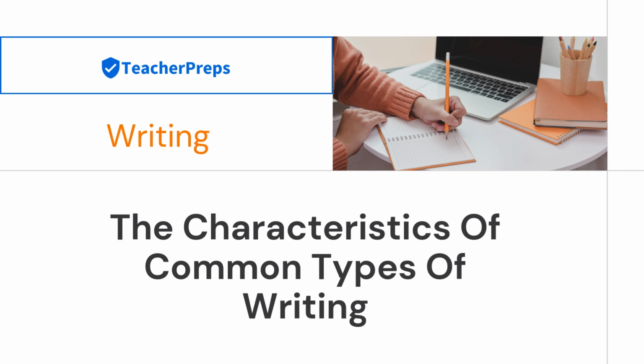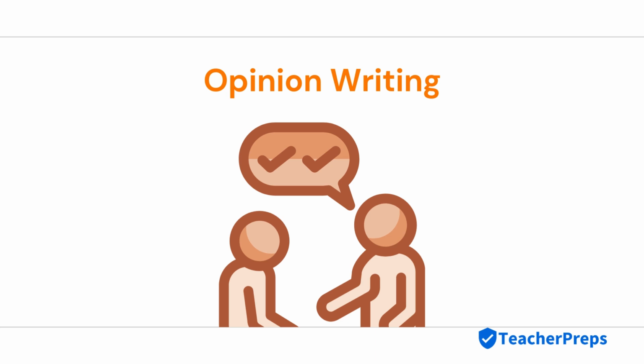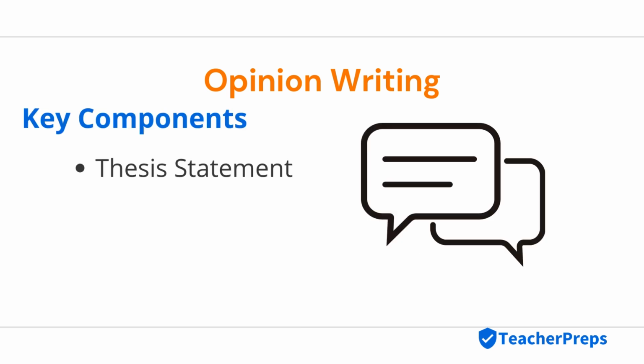Now, to begin, let's focus first on writing and understanding the characteristics of common types of writing. First on the list is opinion or argument writing, which is used to persuade or convince the reader of the writer's point of view or argument concerning an issue. Key components when it comes to this type of writing include the thesis statement, which is clearly laid out in order to state the opinion or the argument that's being presented.